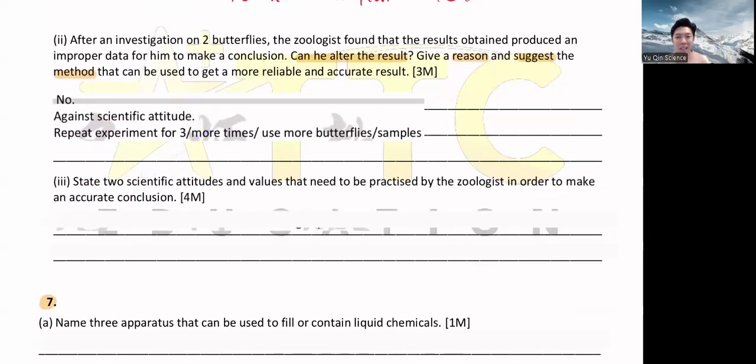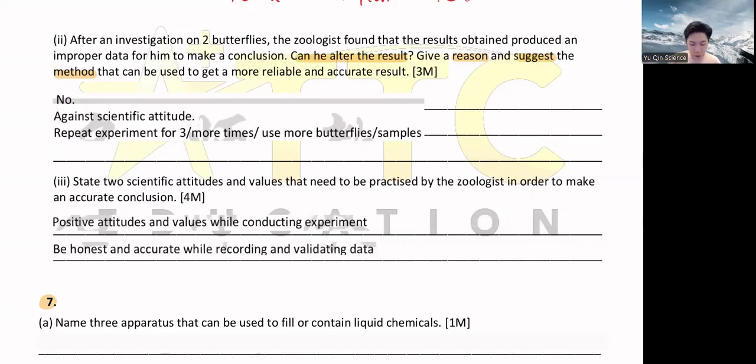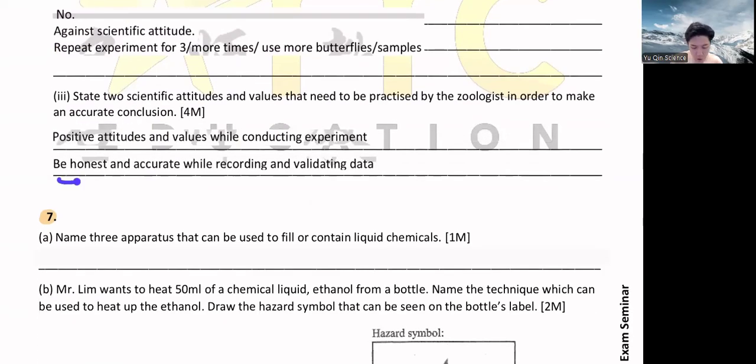Stick to scientific attitude and values need to be practiced. So according to what we said just now, you should not alter your result. Means number 1, be honest when you record your data. Okay? Number 1, be honest to record your data. Number 2, be positive. Try again. Try a few times. That's how scientists don't give up, right? Last time, they didn't give up. They keep trying until they get the results that they are looking for. So 2 points. Number 1, be honest when you record your data. Number 2, be positive. Keep trying. Okay.